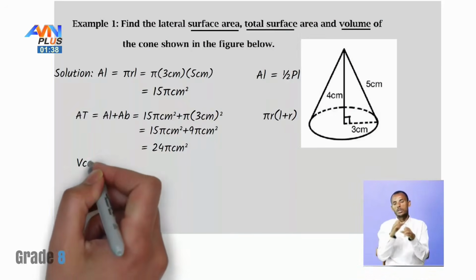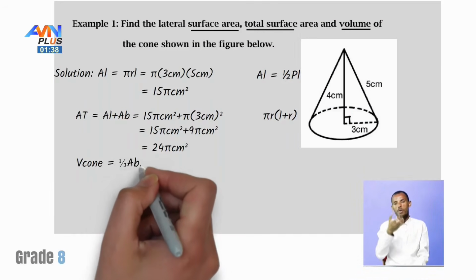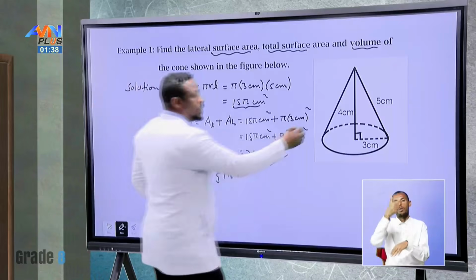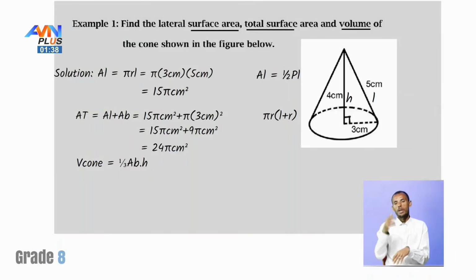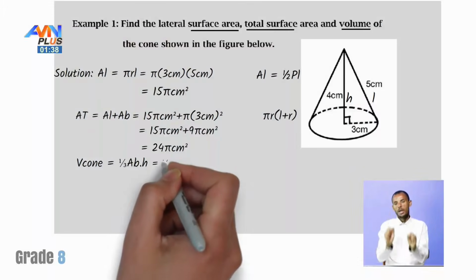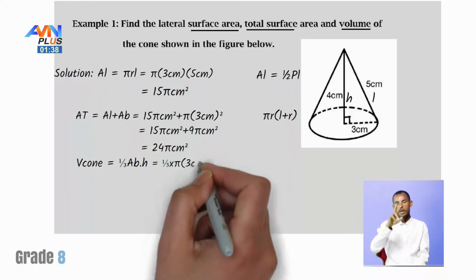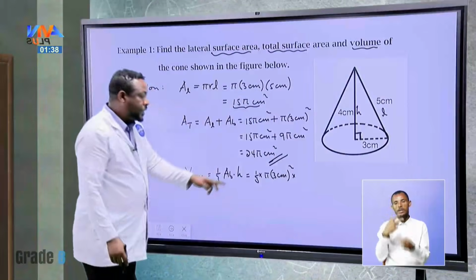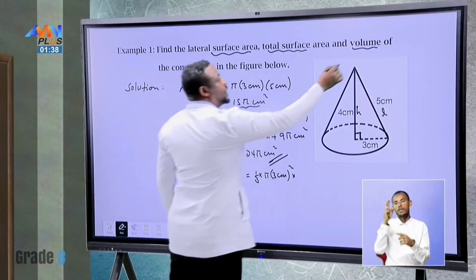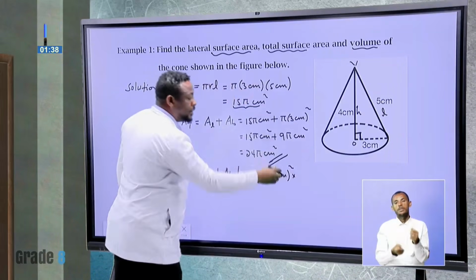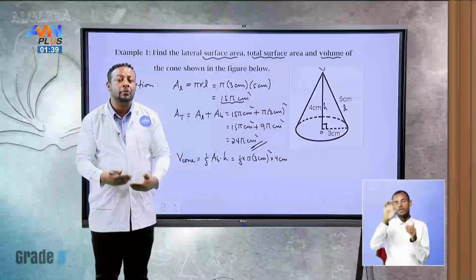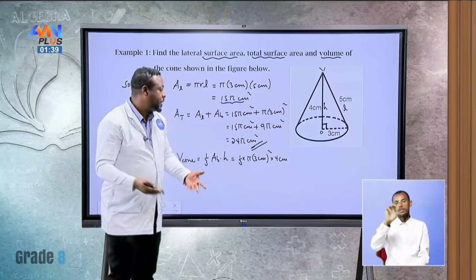So the volume of this cone becomes 1/3 of the area of the base times the height of the cone, which is the altitude. This is H and this is L, the slant height and the altitude. The base is circular, so we can write pi times r square, which is 3 centimeter squared, times the height, which is the perpendicular distance from the vertex to the center of the base. That height is 4 centimeter. Now 3 centimeter squared is 9 centimeter square.